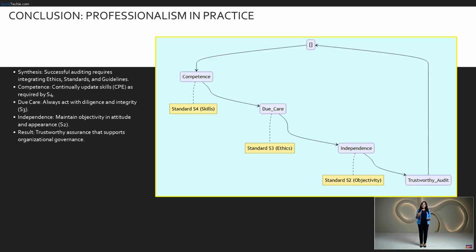When you combine these elements, you provide trustworthy assurance that supports the governance and success of the entire organization. Our final diagram shows the state of a professional auditor. We start with competence, Standard S4. We apply due care, Standard S3. We maintain independence, Standard S2. Together, these states lead to the ultimate goal, a trustworthy audit. This cycle repeats for every engagement, ensuring career-long professional success.